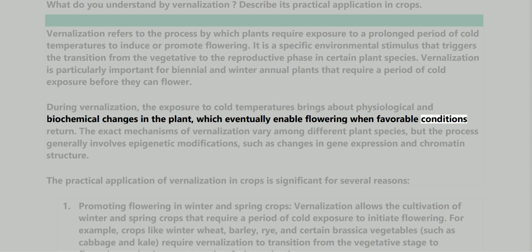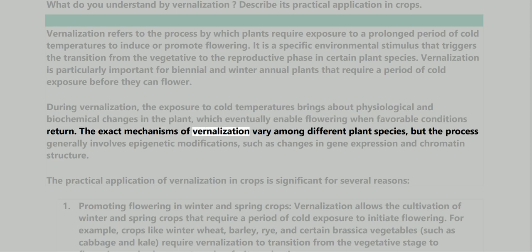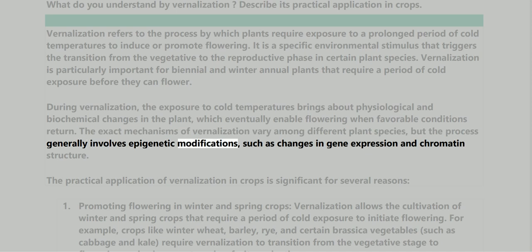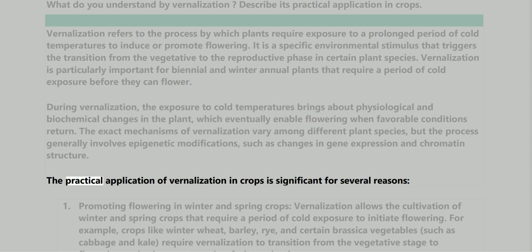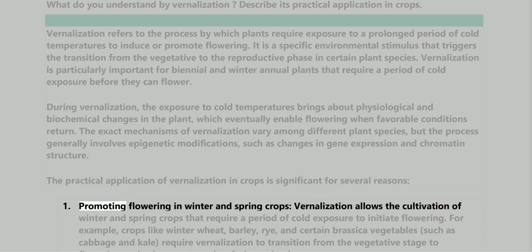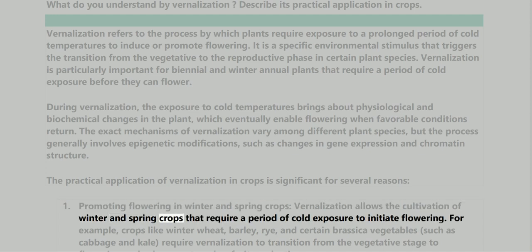The exact mechanisms of vernalization vary among different plant species, but the process generally involves epigenetic modifications, such as changes in gene expression and chromatin structure. The practical application of vernalization in crops is significant for several reasons. 1. Promoting flowering in winter and spring crops. Vernalization allows the cultivation of winter and spring crops that require a period of cold exposure to initiate flowering.